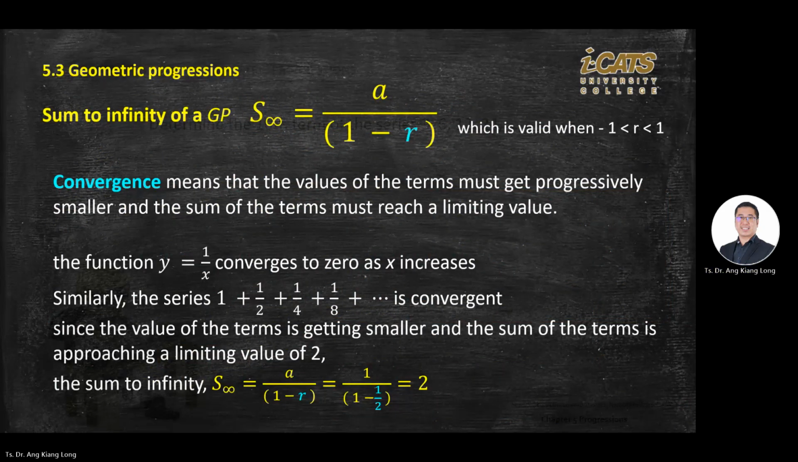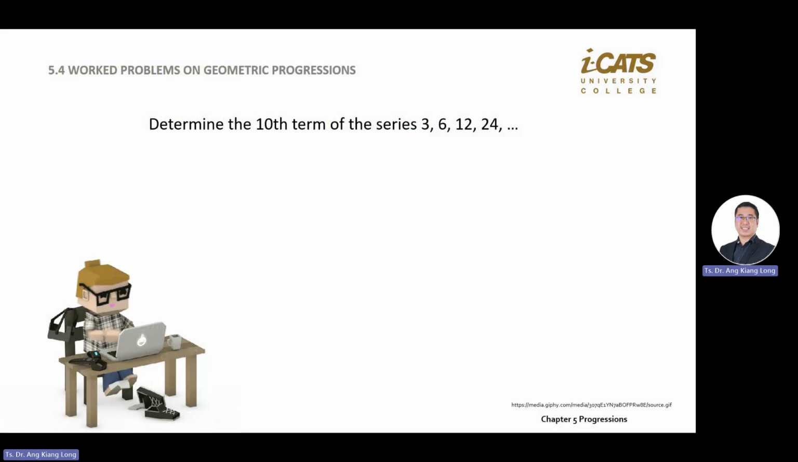Right. So just a quick one. This one, find the 10th term of this GP series. First test, take the second one divided by the first one, you get 2. Take the third term divided by 6, you get 2 also. So it's a GP. R equals 2.